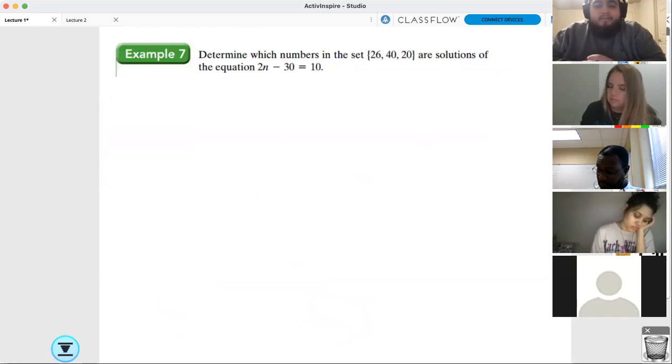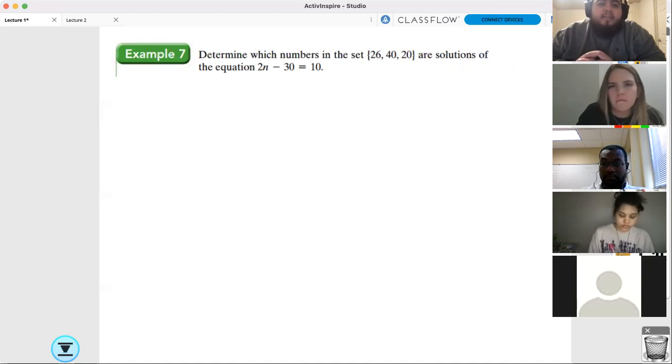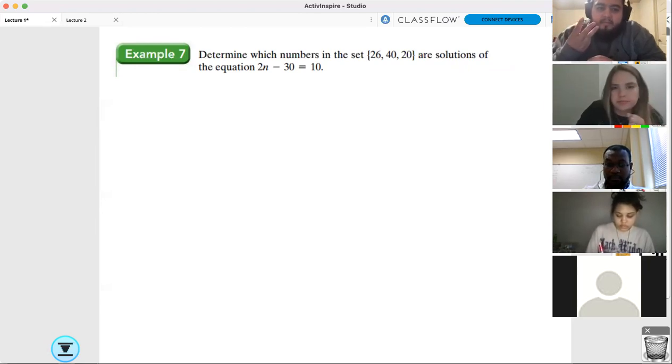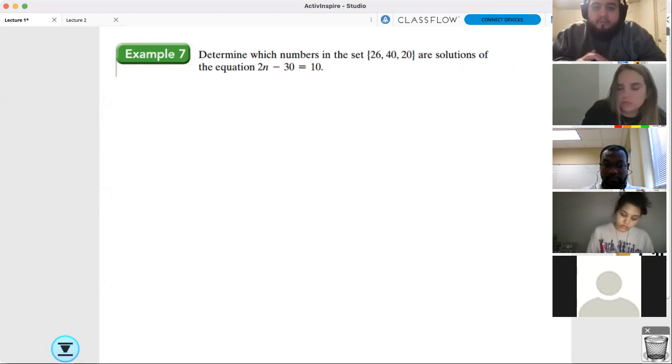Example 7. I'll give you about a minute to write this down in your notebook before I jump into it. Actually, I'll give you 2 minutes. It's pretty long. Determine which numbers in the set 26, 40, 20 are solutions of the equation 2n minus 30 equals 10. This example is asking us to do the same thing we just did, but now it wants us to test how many different numbers, class? It wants us to test 3 different ones of them, okay?